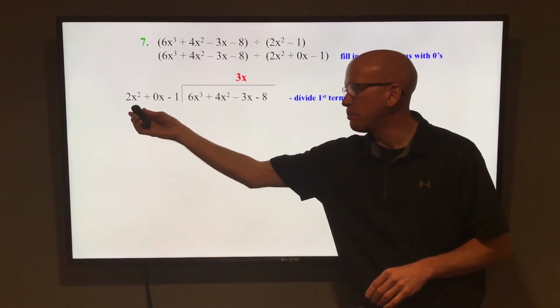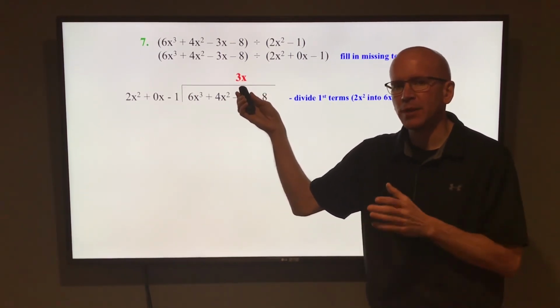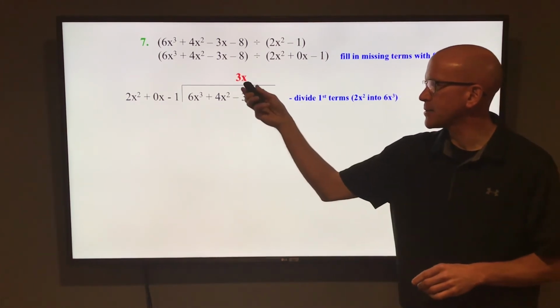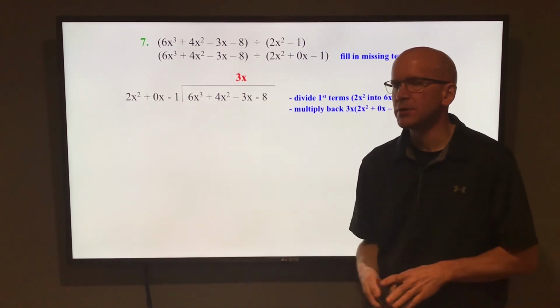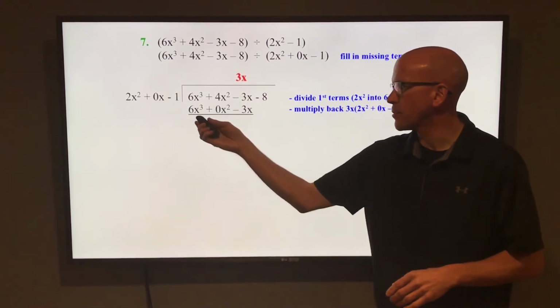Now, you're dividing by 3 terms, so count over 3 terms, put that up above. That keeps everything lined up. Once you get that term up top, then you multiply back with the distributive property. So taking 3x times 2x squared, that is 6x to the third.